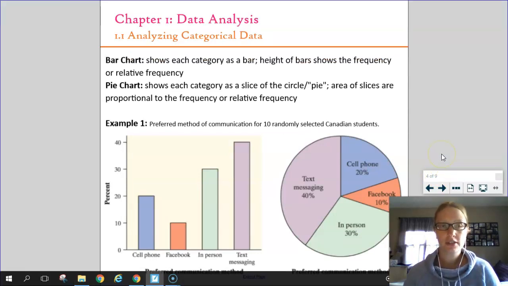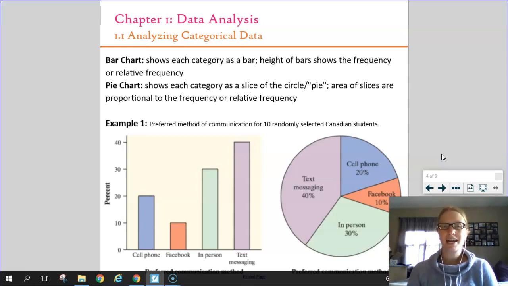We use frequency charts and relative frequency charts to be able to make a graphical interpretation of categorical data. You've probably seen these before, but make sure you write down our definition for our statistics class. A bar chart shows each category as a bar, and the height of the bars corresponds to the frequency or relative frequency. Notice in the bar chart down below, I can easily see that text messaging was the most preferred method of communication, and the height of the bar corresponds to 40% of the students with that response. I can also see that Facebook was the lowest chosen method, with only 10% of the students choosing that.